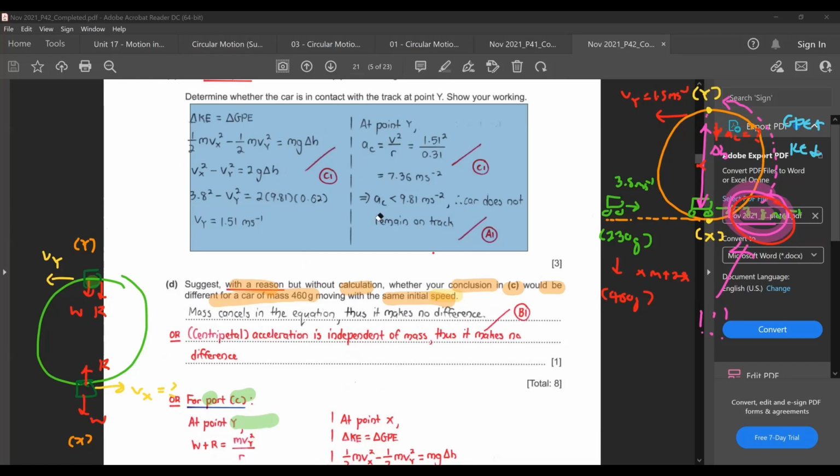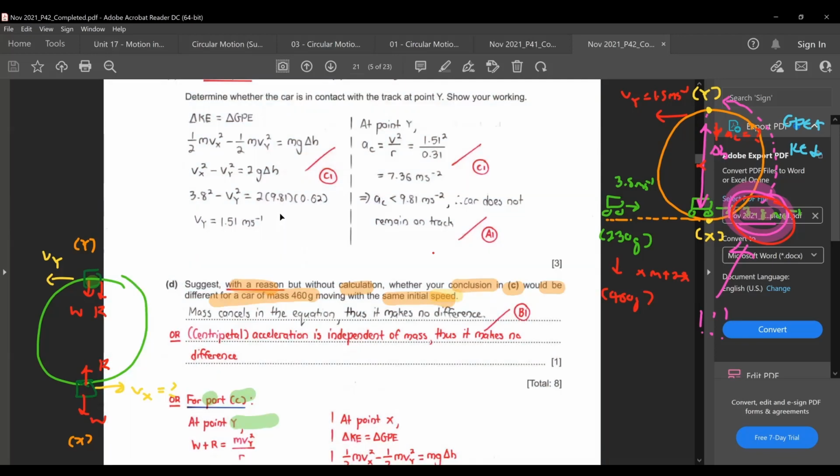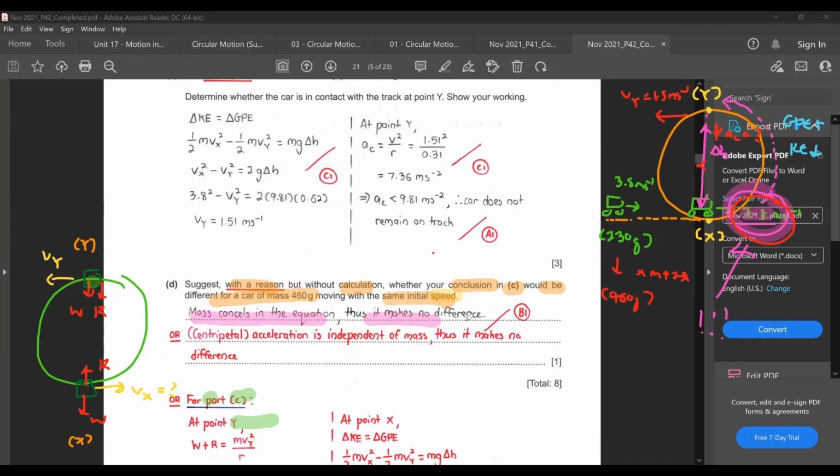The reasoning is because here they tell you the mass cancels off in the equation. Plus, it makes no difference.